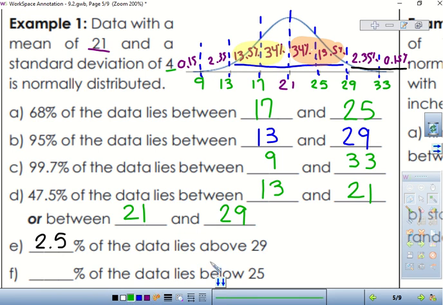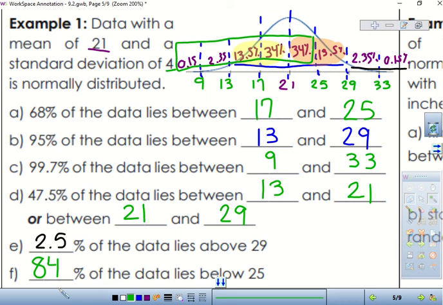And then the percentage of data that lies below 25, how would we do that? We add up all the ones below. Now that's one option. I do want to show you an alternate. These percentages all add up to 100, so you could also do 100 minus the sum of the above, and either way you're going to get the same answer. Whatever math feels easier to you is fine, and it comes out to be 84%. So how does everybody feel so far about normal distribution?